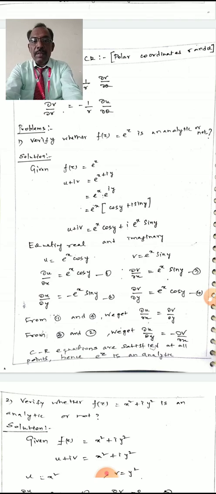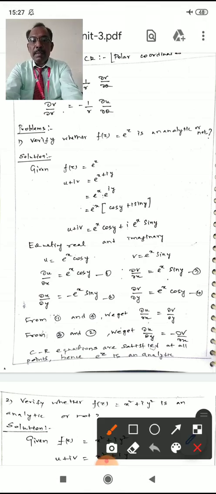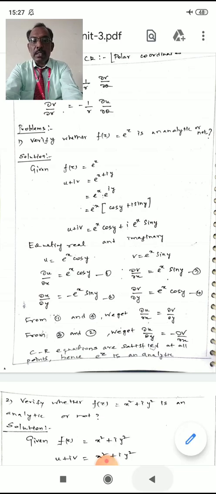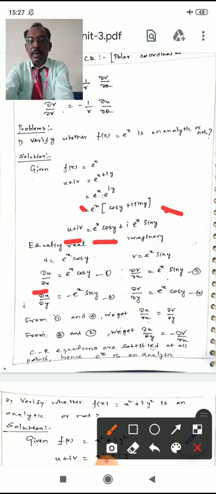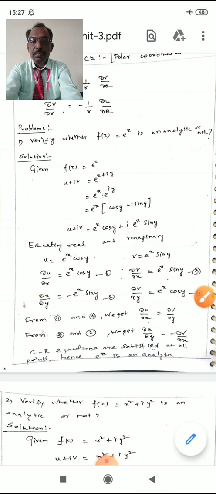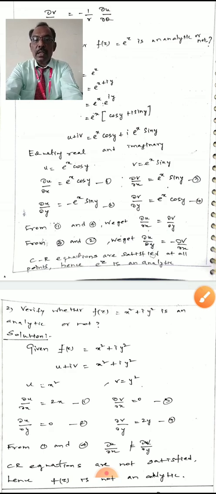Then u plus iv is equal to e power x into cos y plus i into e power x into sin y. Now equating the real part, u is equal to e power x cos y, and the imaginary part, v is equal to e power x sin y. So first we have to find dou u by dou x, dou u by dou y, then dou v by dou x, dou v by dou y. So dou u by dou x means partial differentiation of e power x cos y with respect to x. Differentiation of e power x is e power x, so we get e power x into cos y.